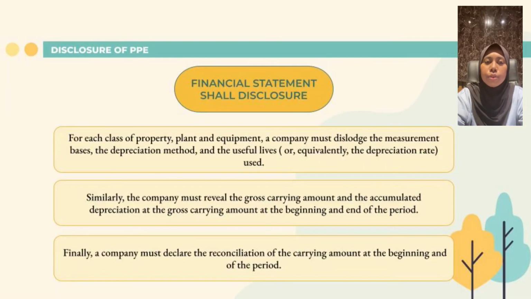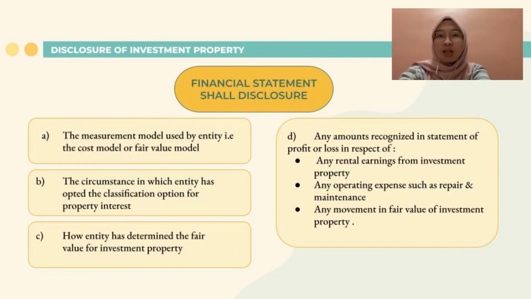Okay, next we move on to the disclosure of PPE. For each class of PPE, a company must disclose the measurement bases, the depreciation method, and the useful life of the asset, or equivalently the depreciation rate. Similarly, the company must reveal the gross carrying amount and the accumulated depreciation at the beginning and the end of the period. Finally, the company must disclose the reconciliation of the carrying amount at the beginning and the amount at the end of the period.